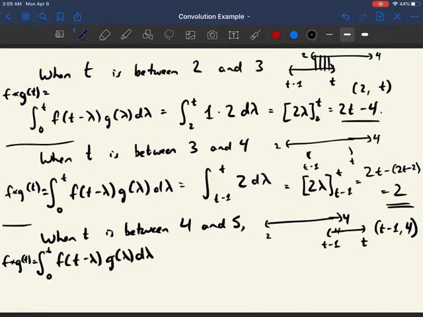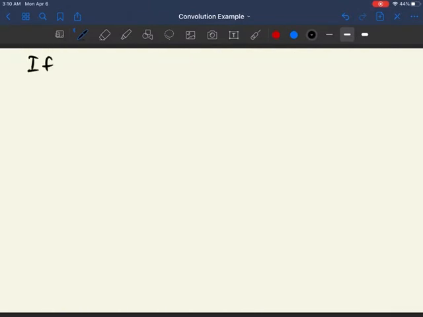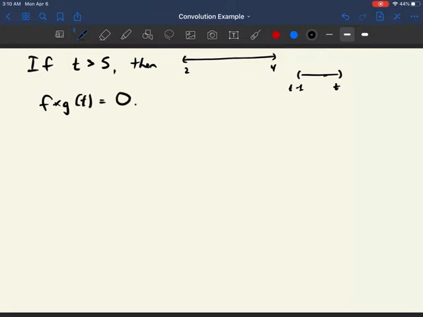So f star g of t is equal to the integral from 0 to t, f of t minus lambda, g of lambda, d lambda. That's equal to the integral from t minus 1 to 4 of 2 d lambda. So 2 lambda from t minus 1 to 4. We get 8 minus 2t plus 2, so 10 minus 2t. That's our third region. And then finally, if t is greater than 5, then, well, we have from 2 to 4. T is greater than 5, so t minus 1 is greater than 4. So no intersection, and we get f star g of t is equal to 0 out there.